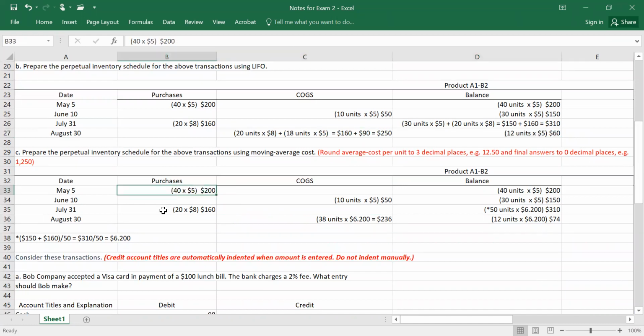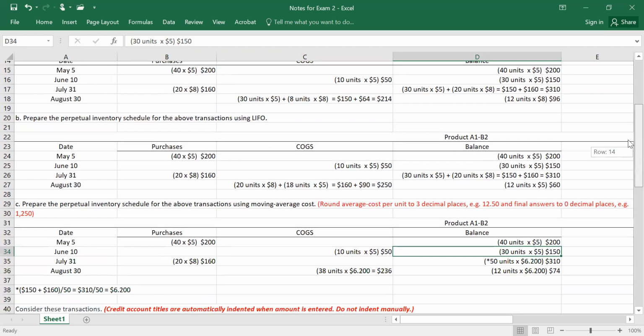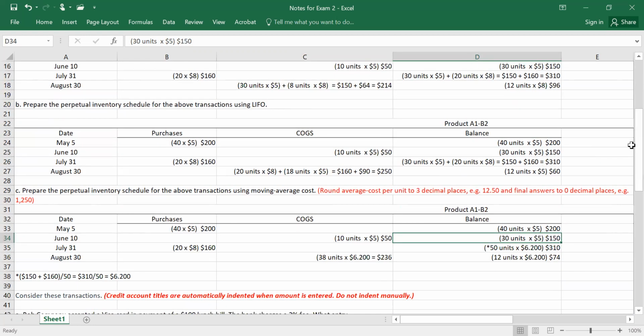Again, we have that first purchase, 40 times 5 is 200. That's our balance. We have the sale of 10 units. We only have one purchase we could have sold from. So 10 units times 5 is 50, which leaves us a balance. We had 40, we sold 10, we got 30 left. So 30 times 5 is 150. So far, it's the same, right? It's the same under FIFO, same under LIFO, same under moving average for those first two items, okay?